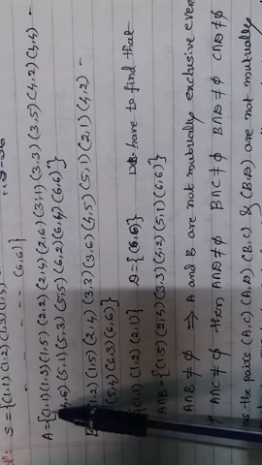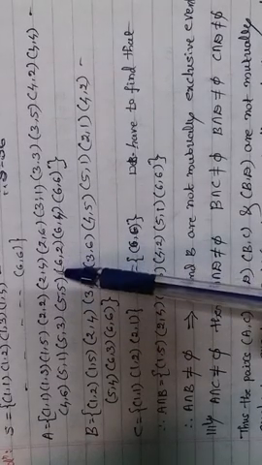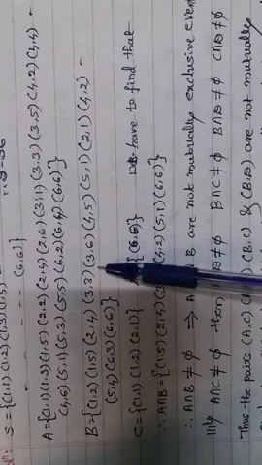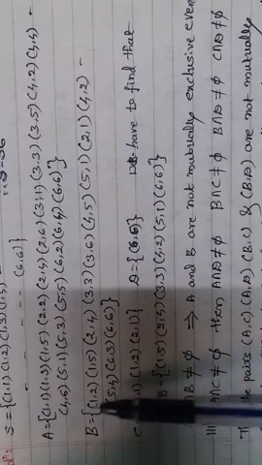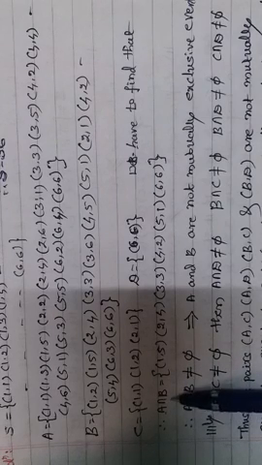Here we have to select from set A. All these outcomes are in the group of set A, and all these outcomes are in the group of set B. A and B. A intersection B.